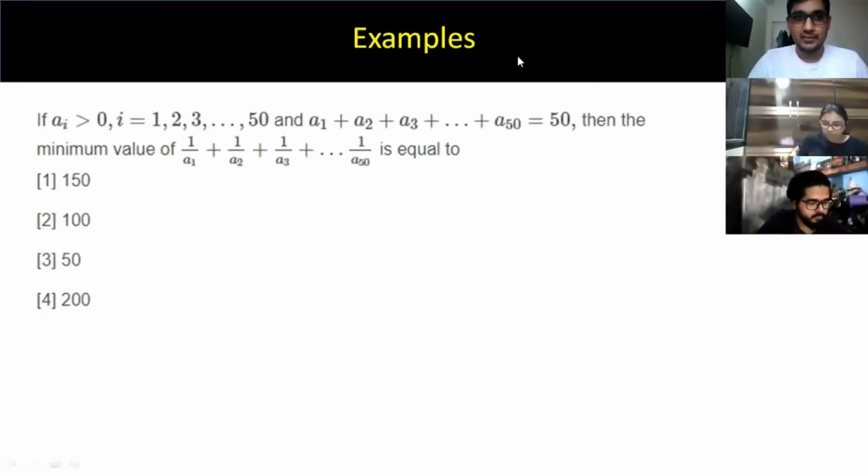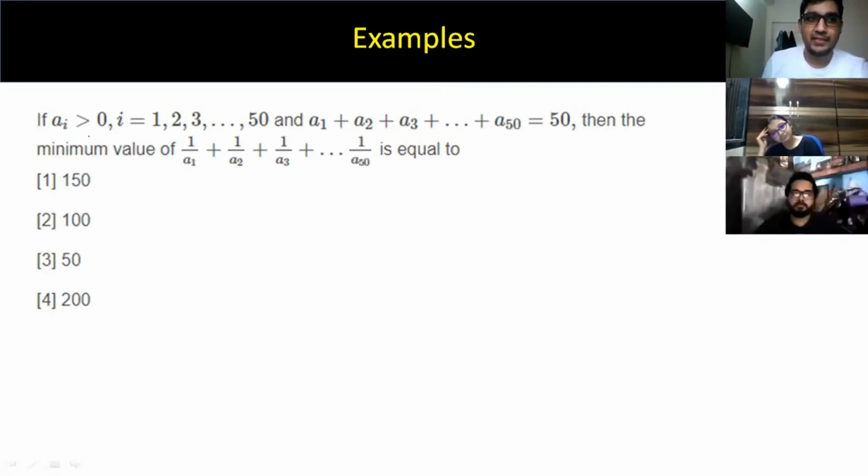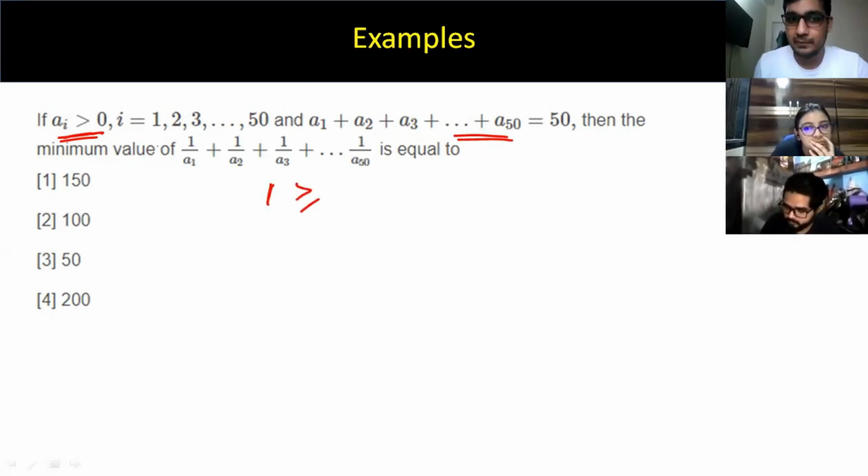Let's start. We have just learned that AM is greater than equal to GM is greater than equal to HM, right? Here what is given is that every term is positive. And what is the arithmetic mean of 50 numbers? It is the sum of all the numbers divided by 50, which is 50 by 50, that is 1. So 1 is greater than equal to the harmonic mean. Why harmonic mean? Because it is reverse. So whenever a reverse comes, we can conclude it is the harmonic mean.